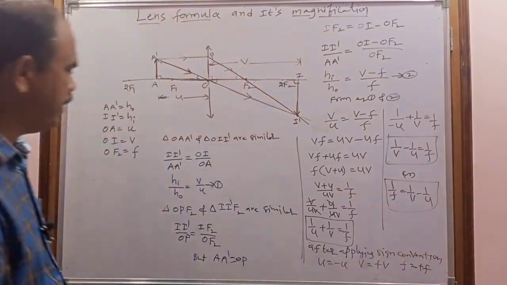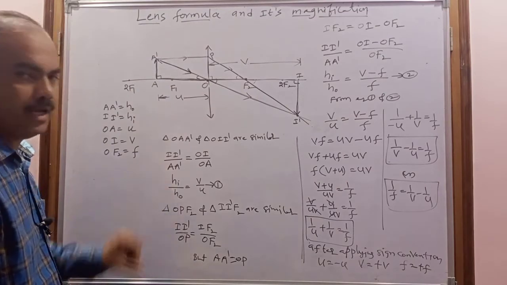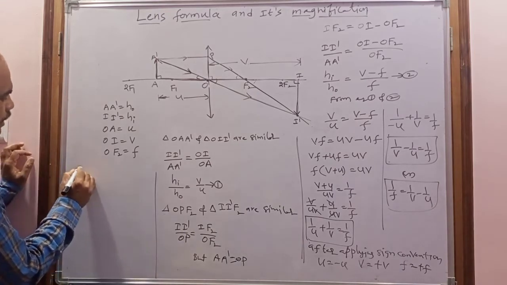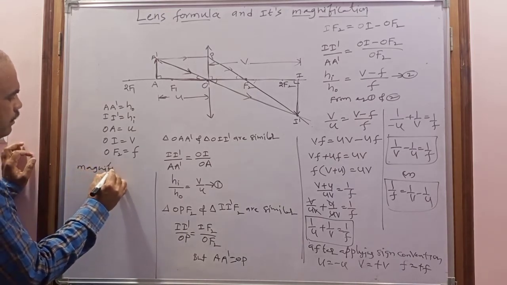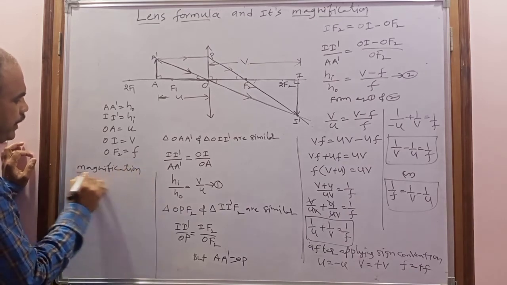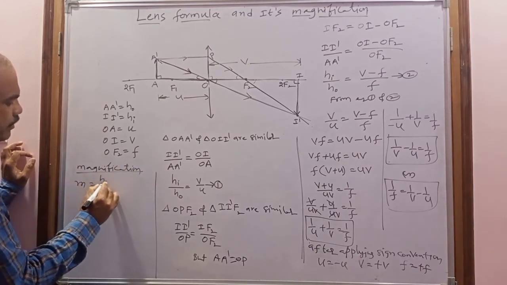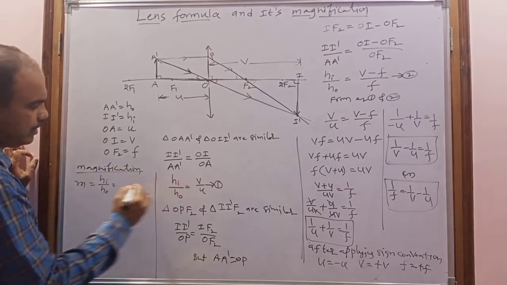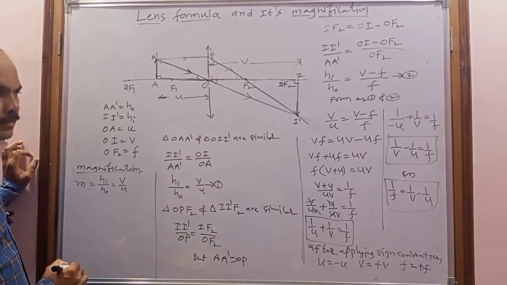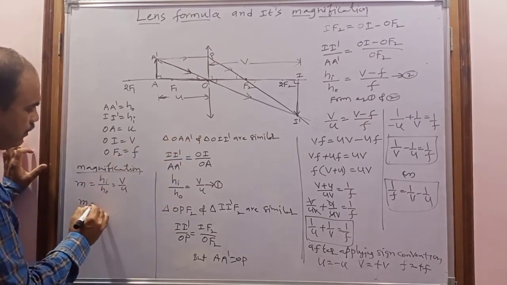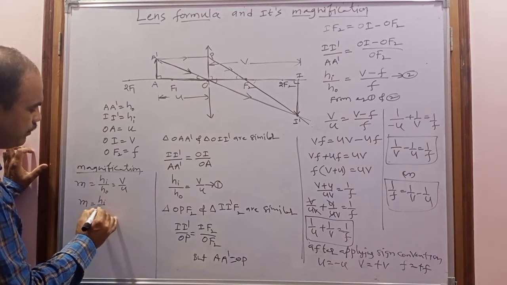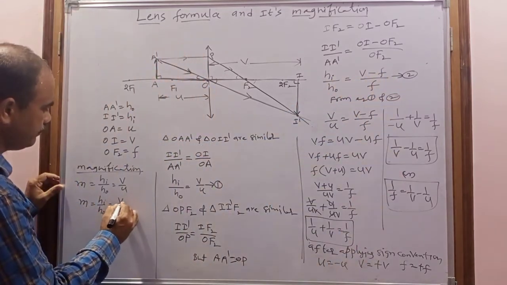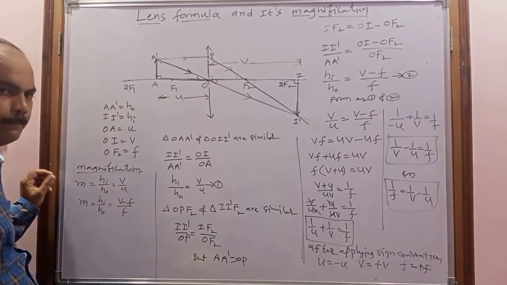And now coming to the magnification. Magnification is nothing but height of the image by height of the object. Magnification is represented with m, which is height of the image by height of the object. So height of the image by height of the object is what? v by u. And the next formula, magnification m equals height of the image by height of the object. From equation 2, what you get? (v minus f) by f.